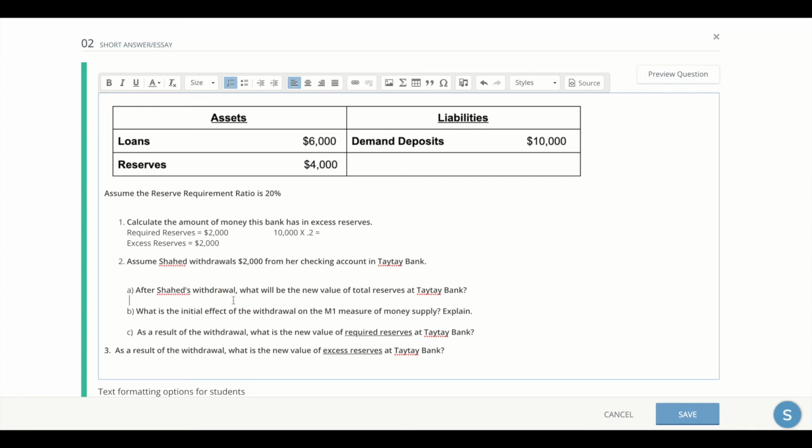So after Shahed's withdrawal, the new value of total reserves at Taytay Bank is $2,000. So there was $4,000 in the reserves. Now she took $2,000 out. There's only $2,000 left.